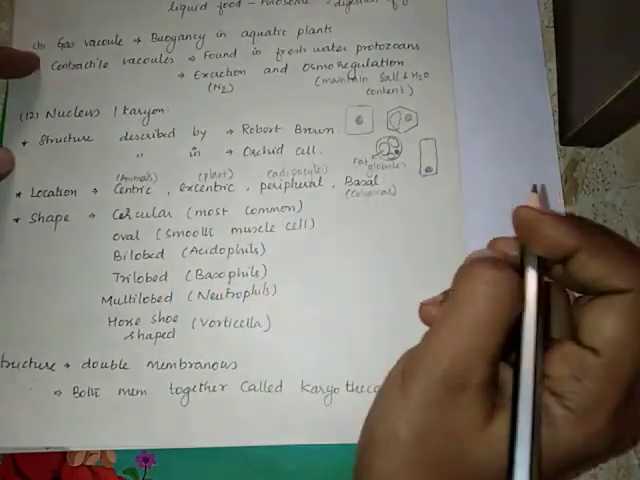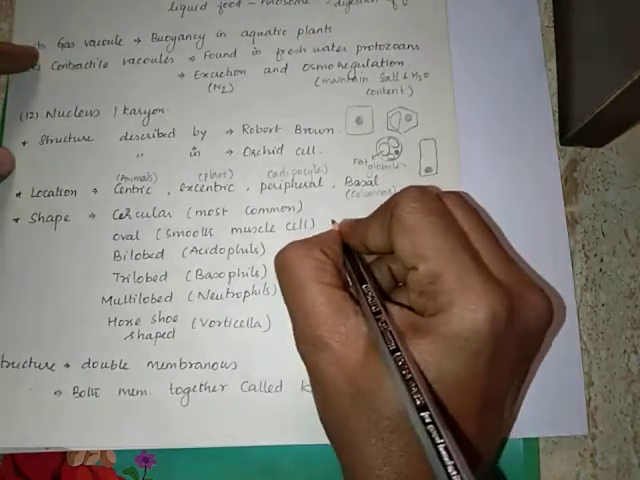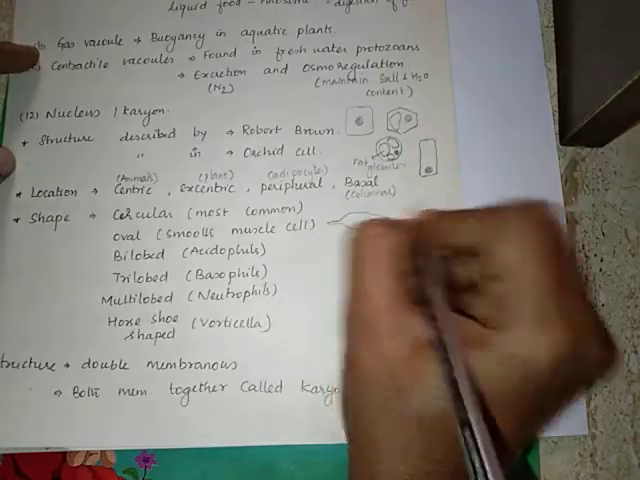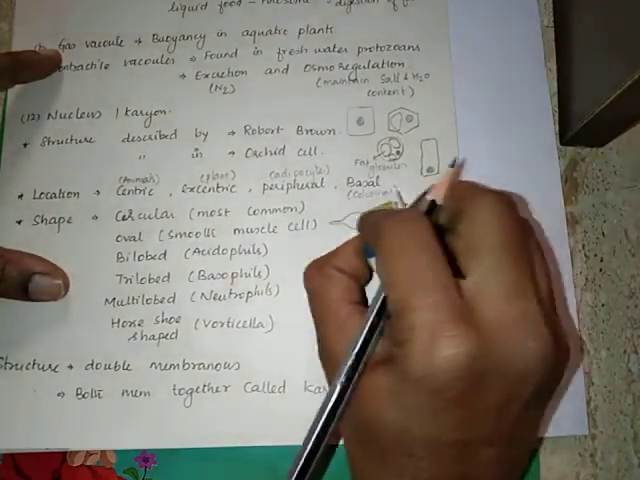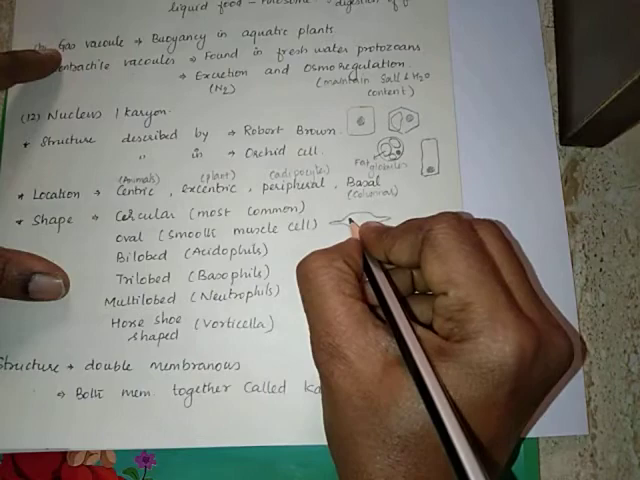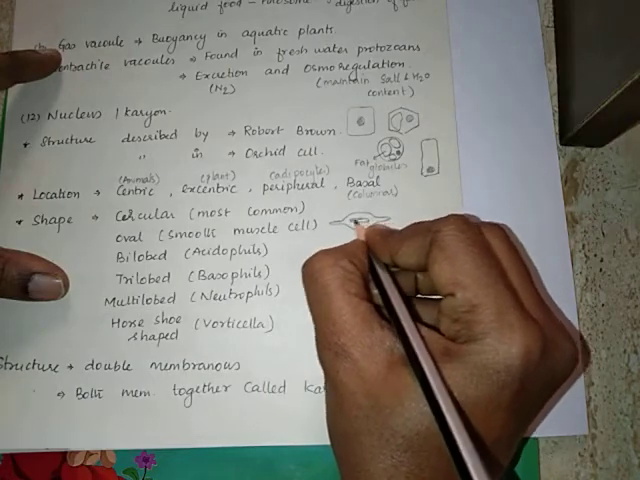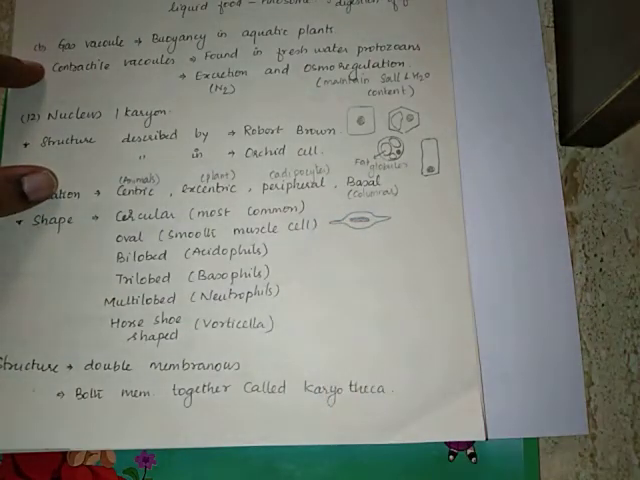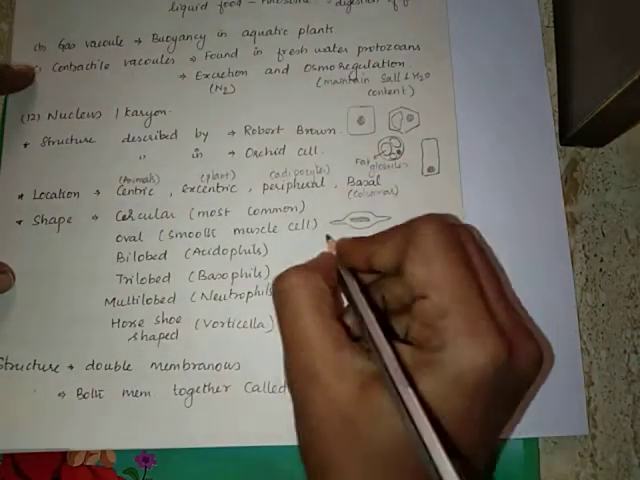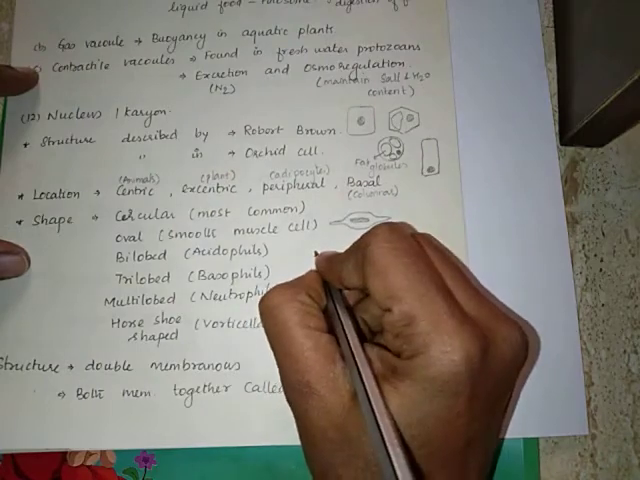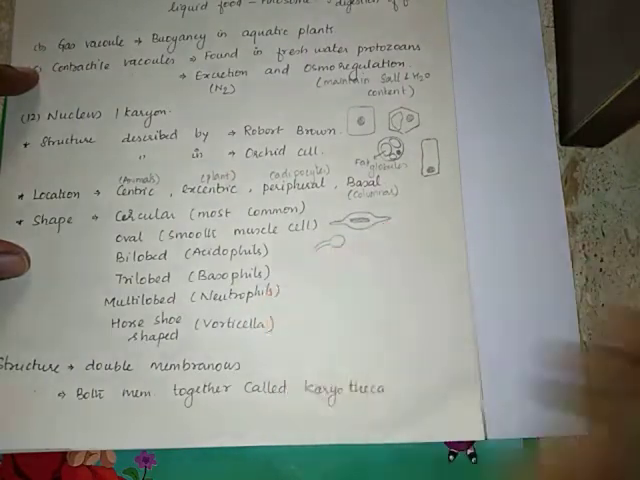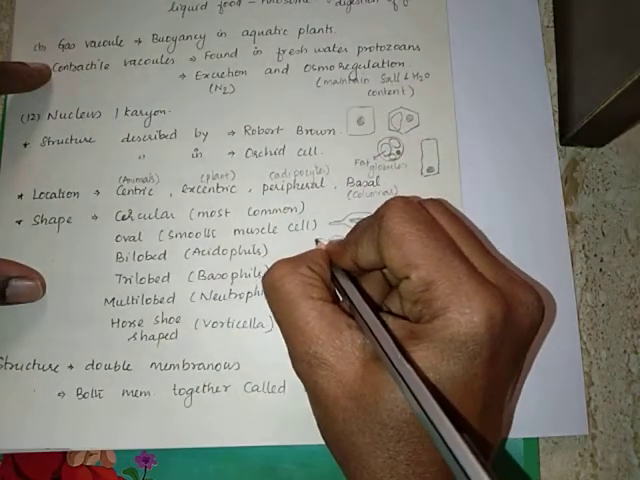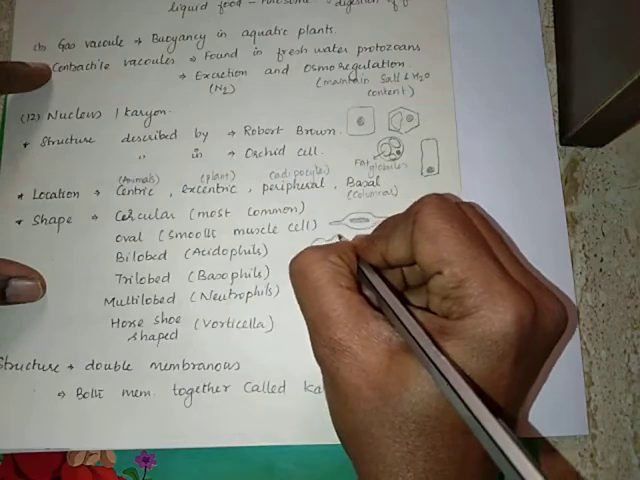Oval shaped nucleus is going to be seen in smooth muscle cells, because smooth muscle cells are nearly spindle shaped structures. Because of their spindle shape, the nucleus becomes oval shaped. And in case of acidophils, they are going to be bilobed, and in basophils they are going to be trilobed. So this is more or less a bilobed nucleus, that is it shows two large lobe-like structures.